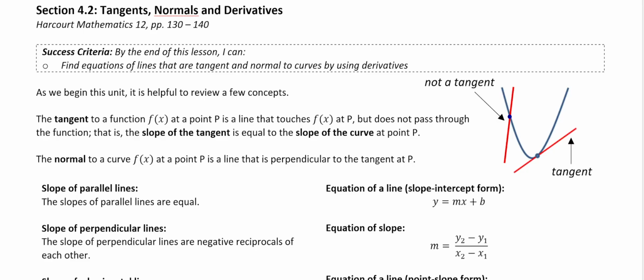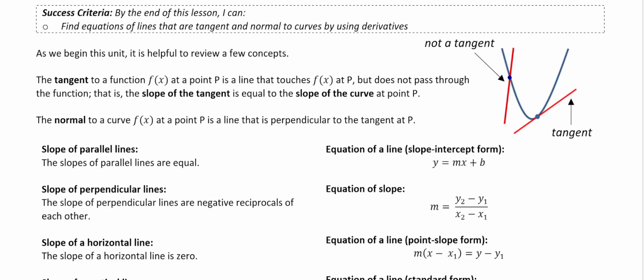This is section 4.2, tangents, normals, and derivatives. By the end of this lesson, you should be able to find equations of lines that are tangent and normal to curves using derivatives.